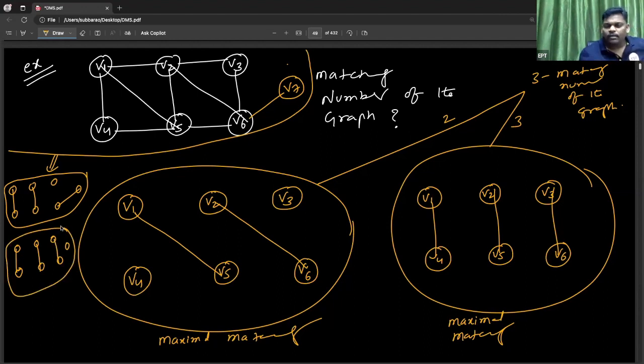Do you believe or not? For every graph, perfect matching is not possible. You only say, with an odd number of people, how is perfect matching possible? One edge, 2 people will go out. 7 people are there. How is it possible? Can you help me now?